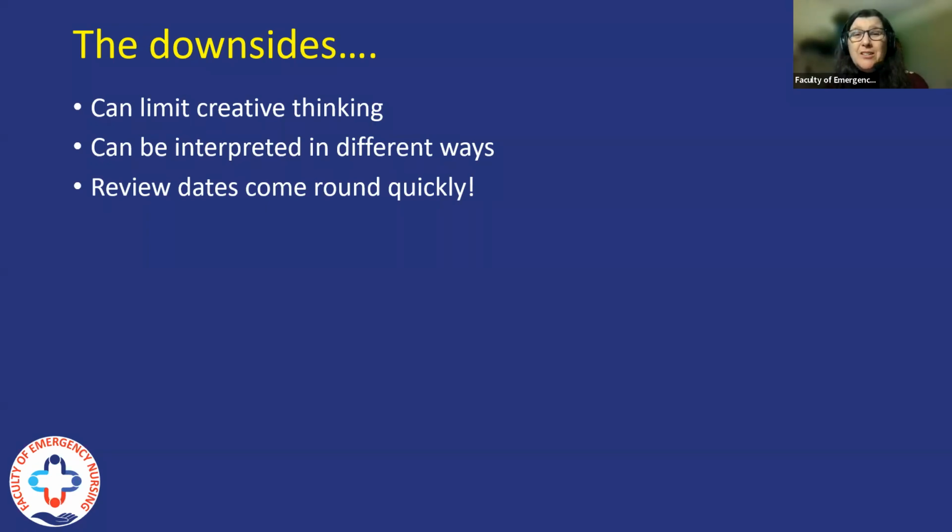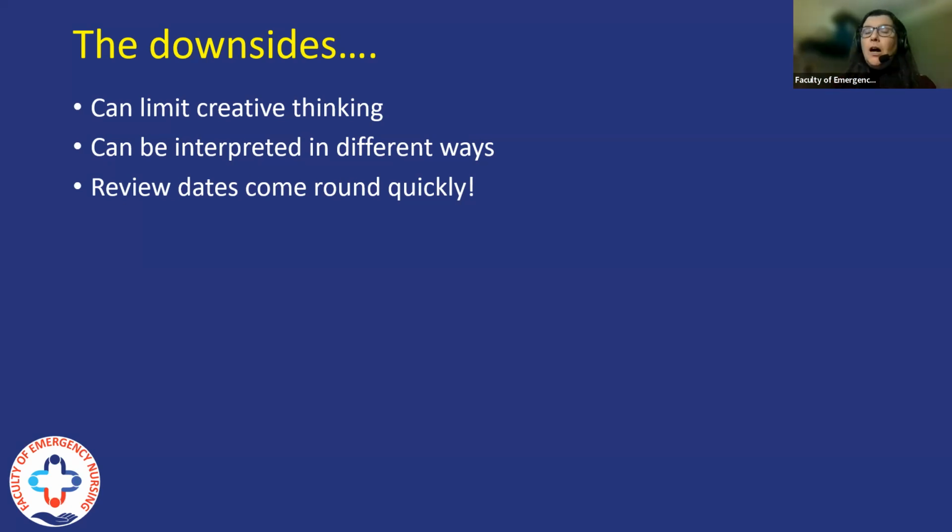Policies can be interpreted in different ways. So on the flip side there, you can have a policy that's too tight and limits creativity, or you can have a policy that's too loose and too open to interpretation. And if it's open to interpretation, then we can come a cropper quite quickly because you're not giving staff enough framework, you're not giving them firm enough boundaries, you're not giving them enough scaffolding, whichever metaphor you prefer, just to hang what they're doing on.